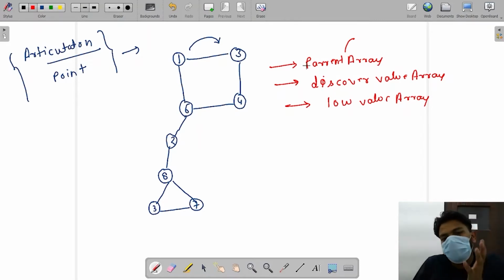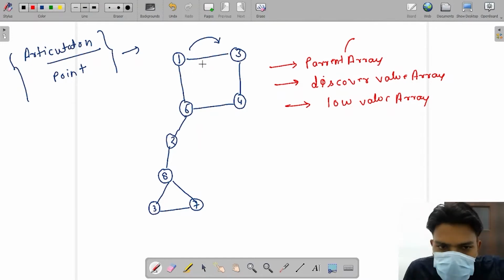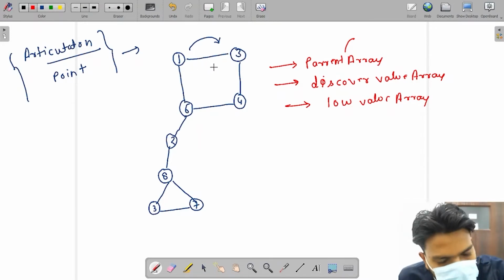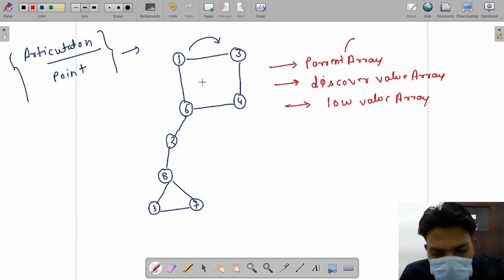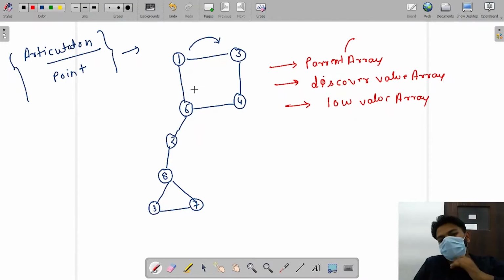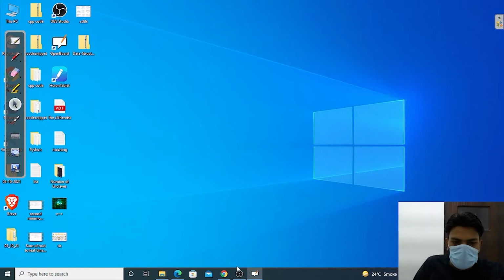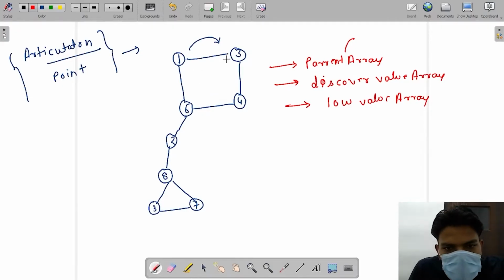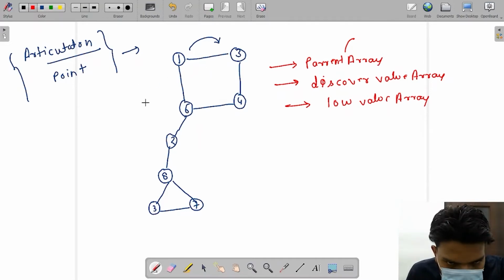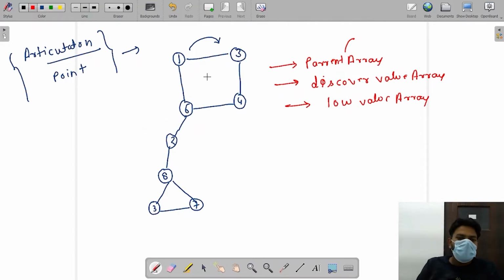So first we discuss the parent array. So what is the parent array? So this is our DFS. In terms of finding the articulation point, we need these three things. So we are going to discuss the parent array. To find the parent array, we have to use DFS in this graph.